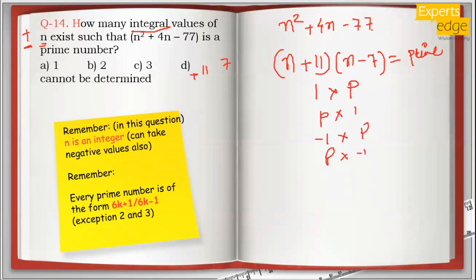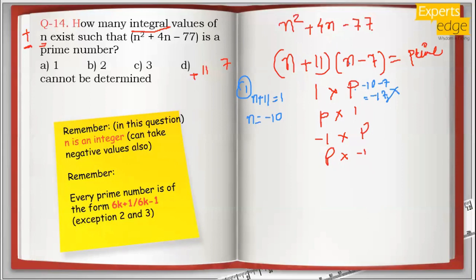So if I take the first case, I'm solving n plus 11 equal to 1. In this case, n will be minus 10. So keeping minus 10 here, does this expression come out to be a prime number? Minus 10 minus 7, that is minus 17, right? It is not a prime number. Why? Because prime number is a property for positive numbers only. Please remember this. So the first case is ruled out.